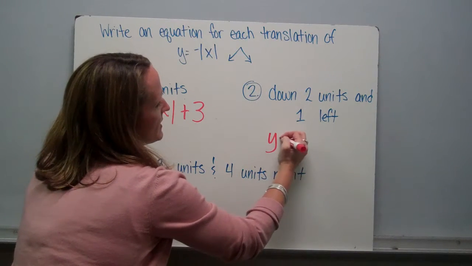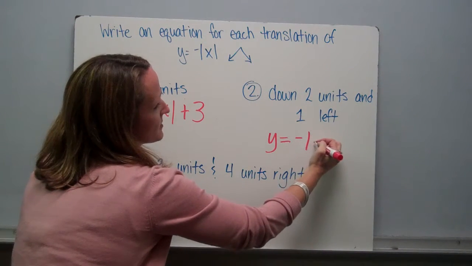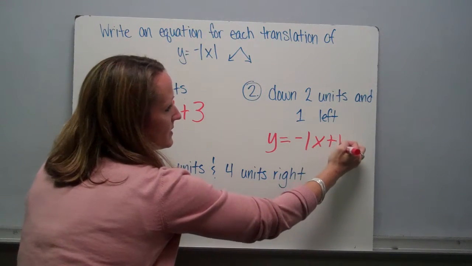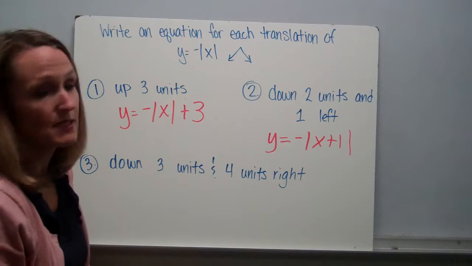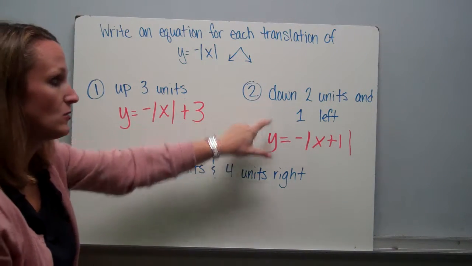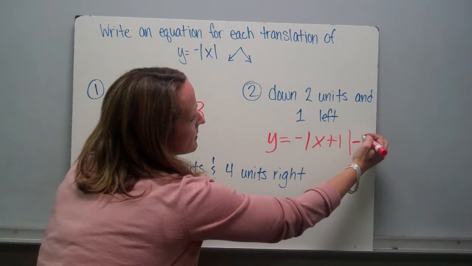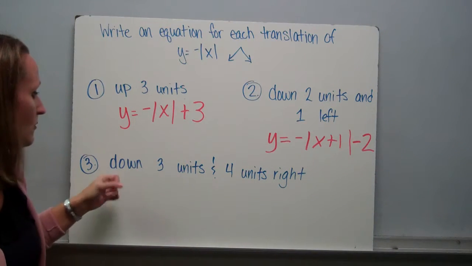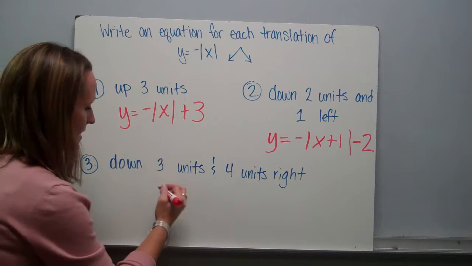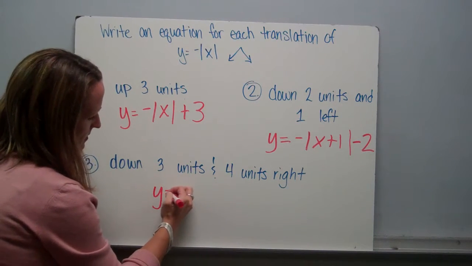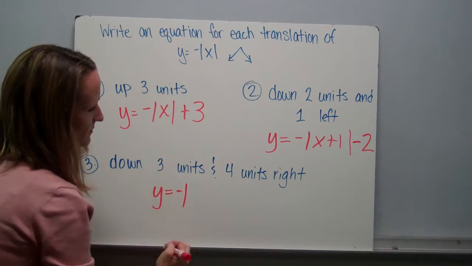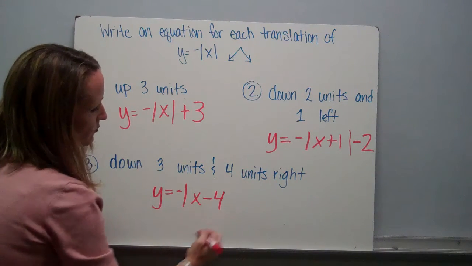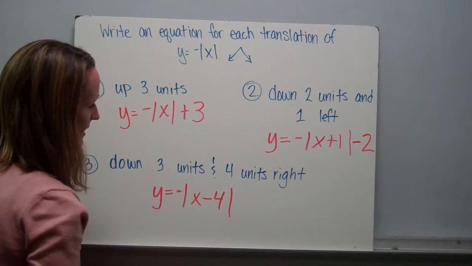So we're going to say y equals the opposite of the absolute value of x. We want to go 1 left, so we say plus 1. All that stays inside, but let's not forget we're going down 2 units. Okay, so let's do one more. We want to go down 3 and 4 to the right. Opposite of the absolute value of x minus 4, that forces us to the right, close your absolute value, and then minus 3.